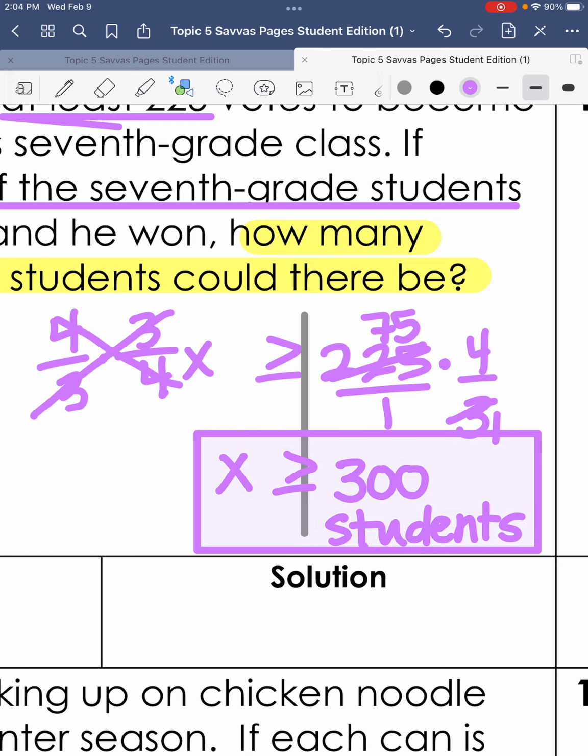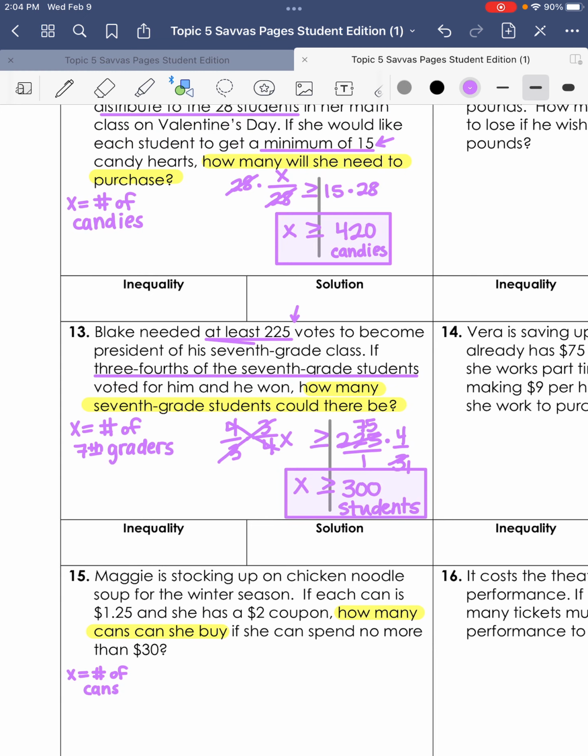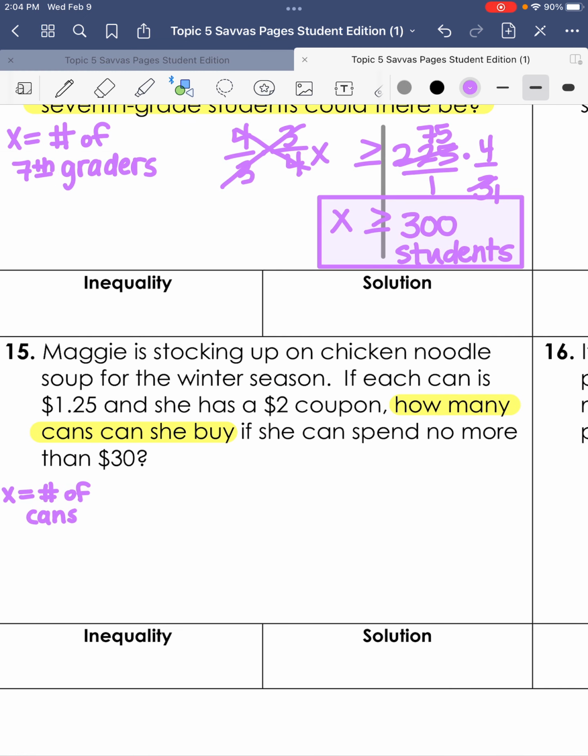Okay? Last one, number 15. Maggie is stocking up on chicken noodle soup for the winter season. If each can is $1.25 and she has a $2 coupon, how many cans can she buy if she can spend no more than $30? Okay, so I've already highlighted the question that we're trying to answer. How many cans can she buy? So my variable, I chose X because it's common, represents the number of cans.